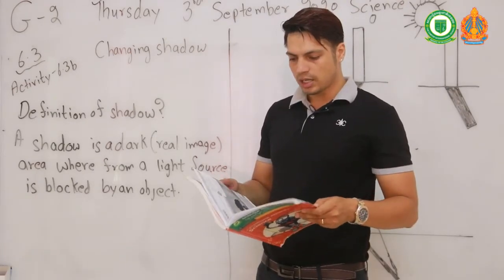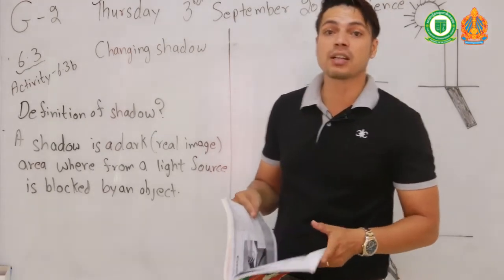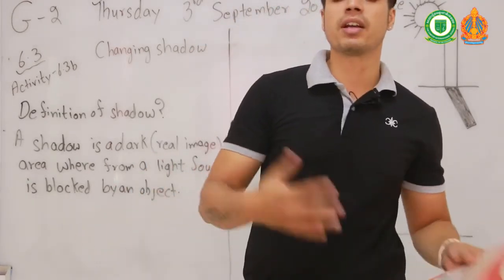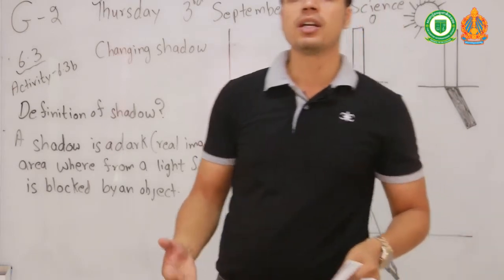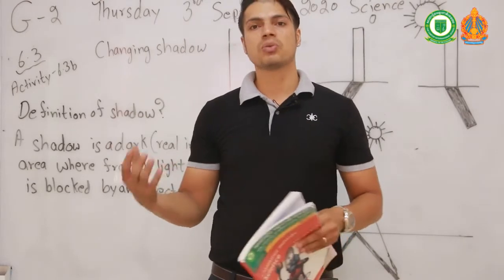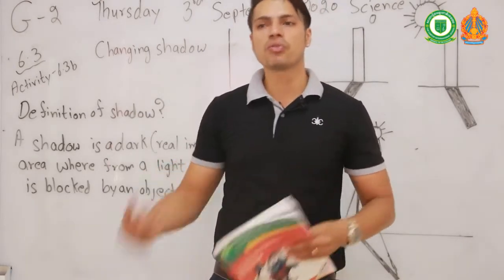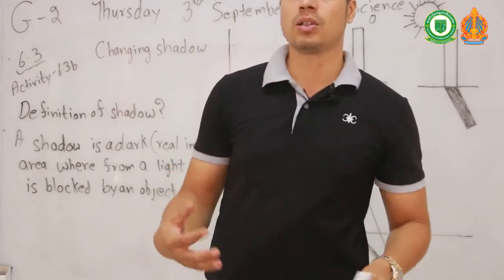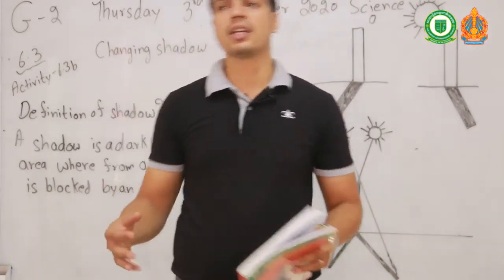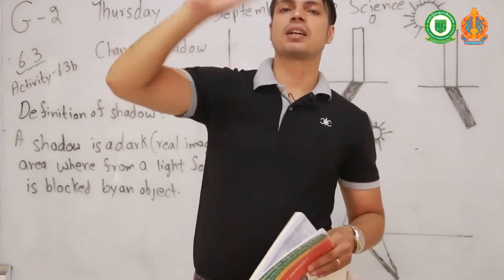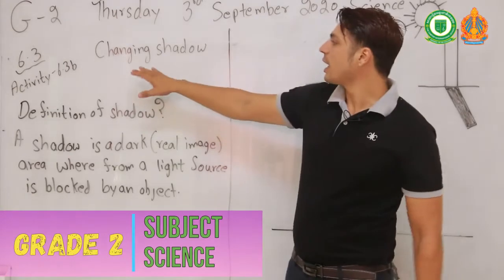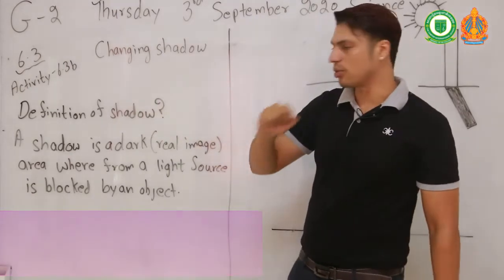Last week we learned about whether the sun moves, but the sun does not actually move. It's the earth that spins around its axis. That's why we see the sun moving, but we don't feel the earth rotating on its axis. In actuality the sun does not move. And today we will learn about changing shadows.